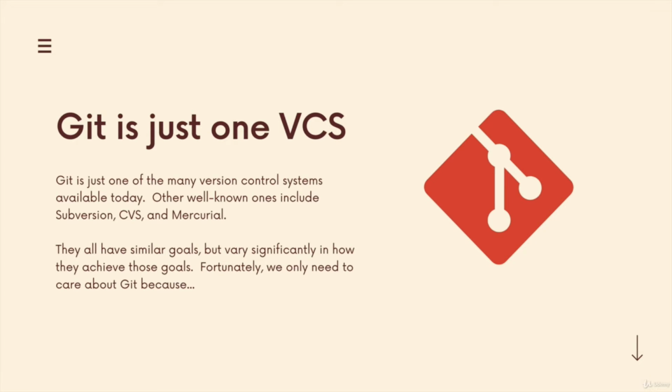Over the years, they've kind of come and gone, but some of the more well-known ones include Subversion, CVS, and Mercurial. They all have similar goals of helping developers or helping users track changes to projects over time, but they do have significant differences in how they operate, the syntax, and how they achieve those goals. But the good news for us, obviously this is a Git course, so we're going to learn Git, but there's a good reason to learn Git.